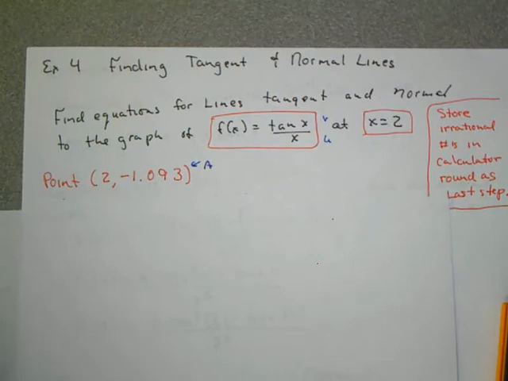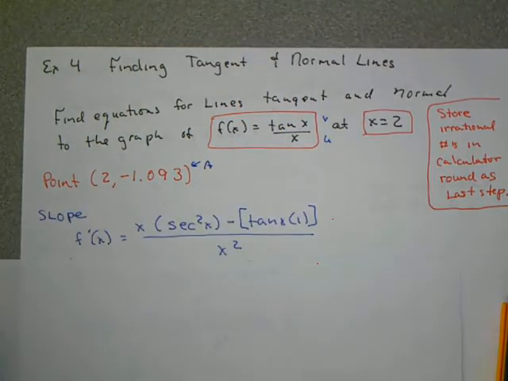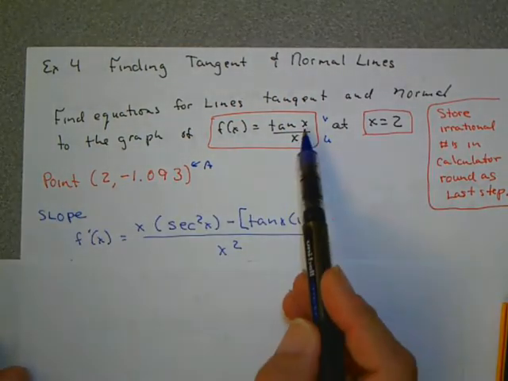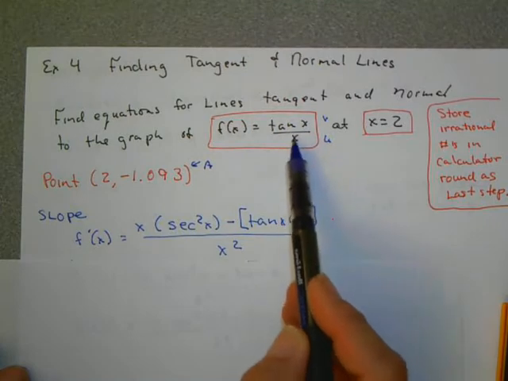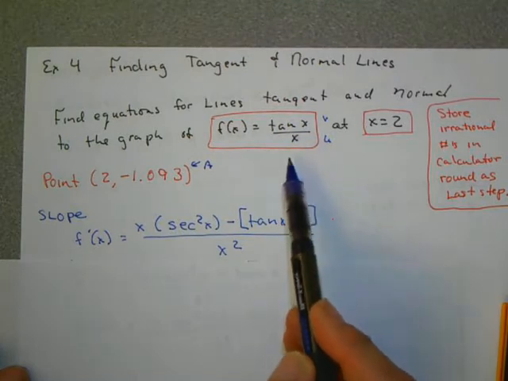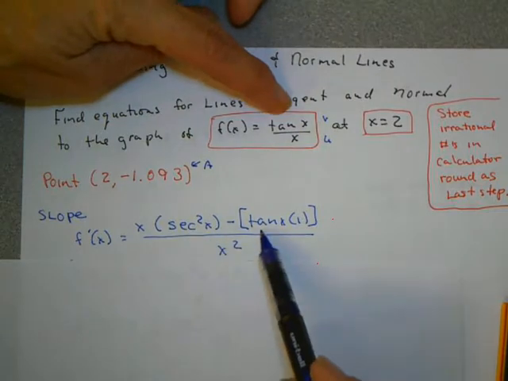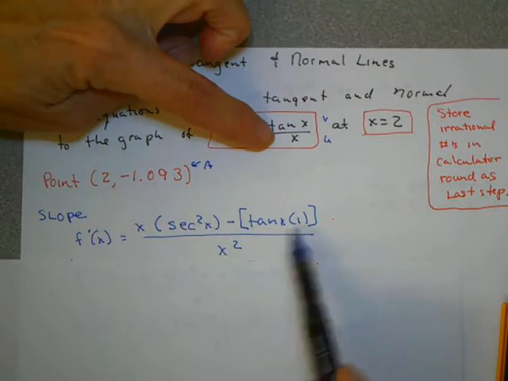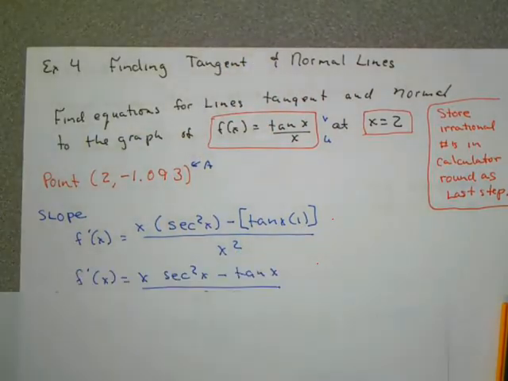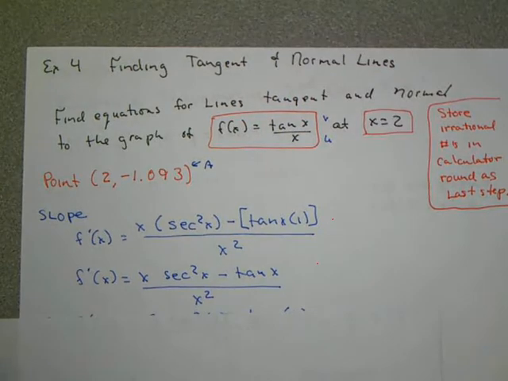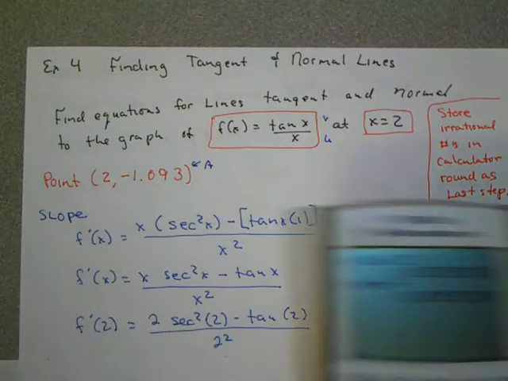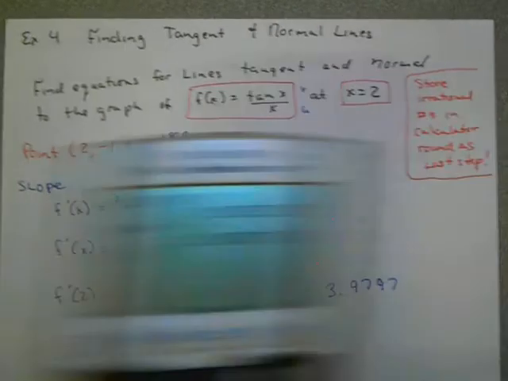Now, to find my slope, I take the derivative. Recall, this is a quotient rule problem again. So the bottom times the derivative of the top, so you get secant squared, the derivative of the tangent, minus the top times the derivative of the bottom, that's just 1, over the bottom squared. That doesn't really simplify too much. It is what it is. And to find that answer, I'm going to have to put all of that into the calculator.